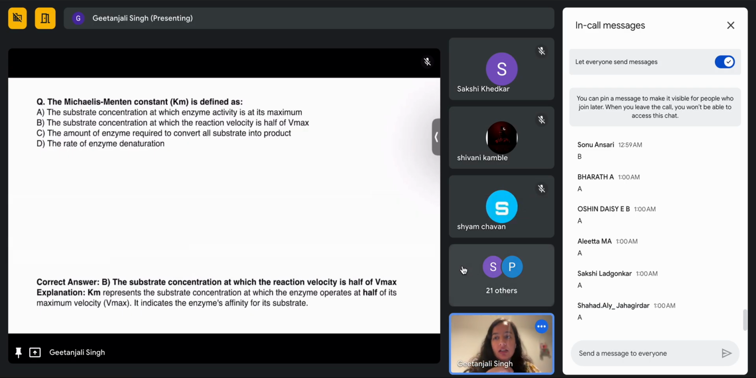Okay. So the Michaelis-Menten constant Km is defined as: A, the substrate concentration at which enzyme activity is at its maximum. B, the substrate concentration at which the reaction velocity is half of Vmax. C, the amount of enzyme required to convert all the substrate into product. And D, the rate of enzyme denaturation.